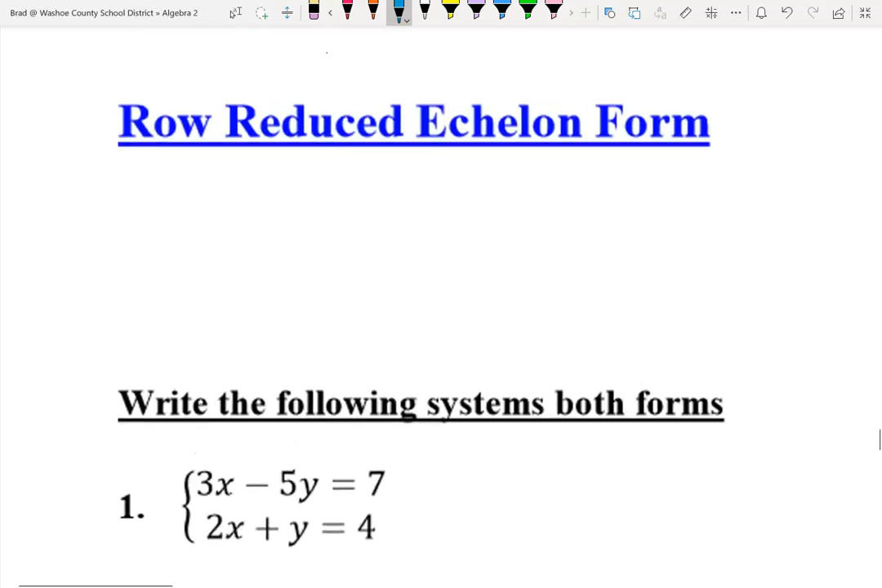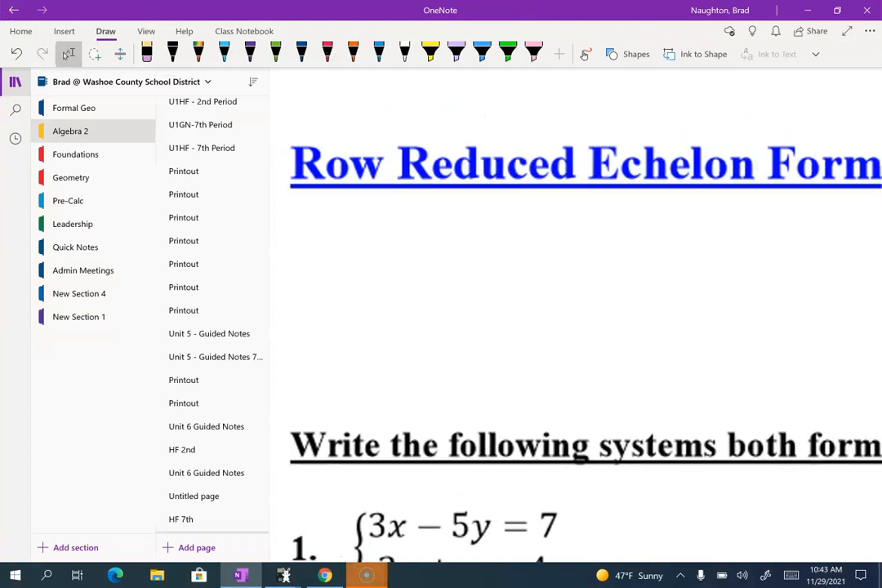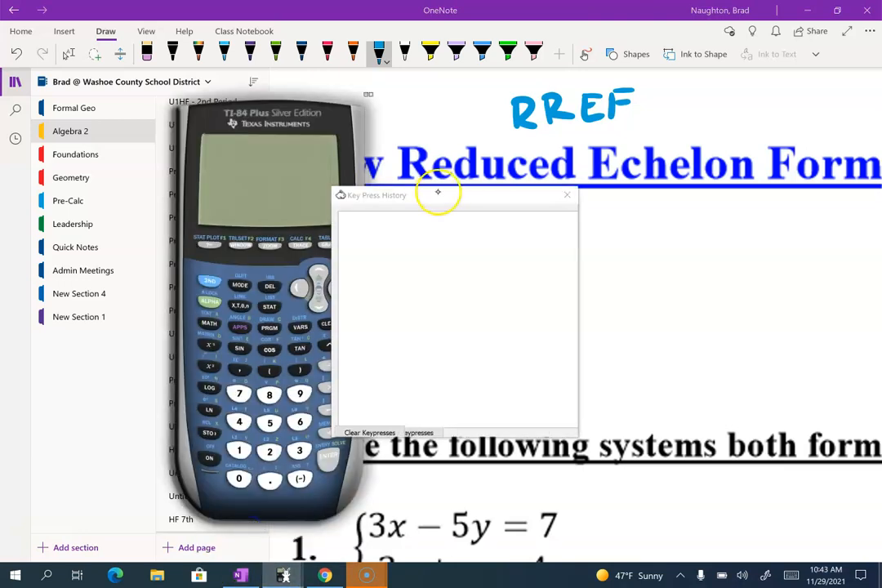So we're going to have a couple of different forms. Our first form that we're going to look at is RREF, row reduced echelon form. Now, this is a cool little tool. Don't get so focused on what it means or how the operation goes. What it's going to do is basically do the inverse for us. It's just pretty cool.